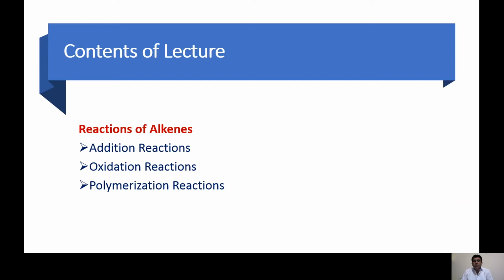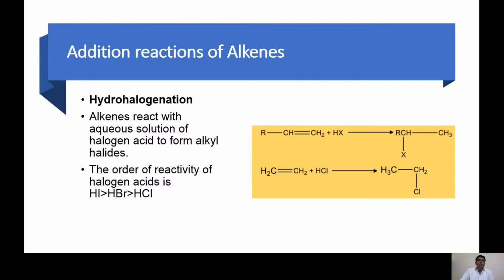So most of the reactions of the alkenes are addition reactions. The unsaturated can be converted to the saturated by the addition of something. In this lecture, we will discuss all the reactions of the alkene. The alkenes show three kinds of reactions: addition reactions, oxidation reactions, and polymerization reactions. So first we move to the addition reaction.